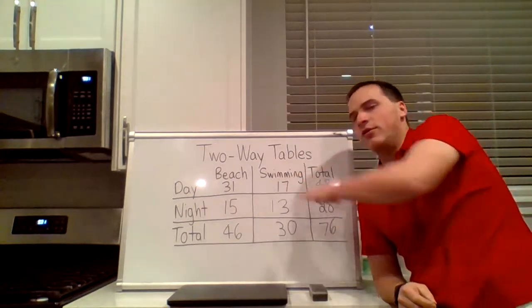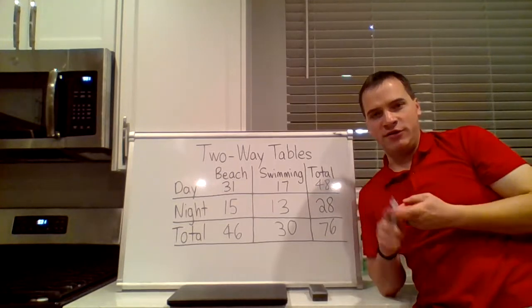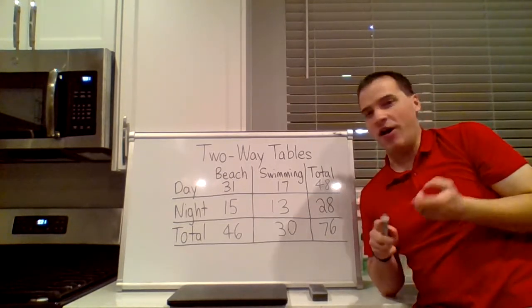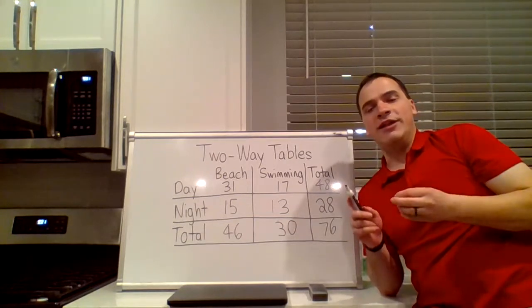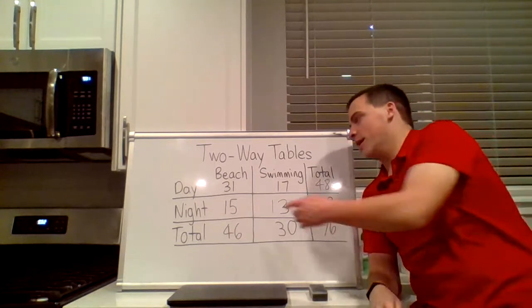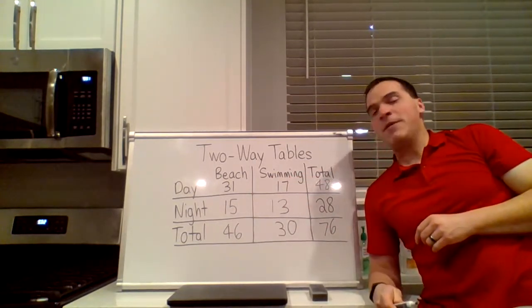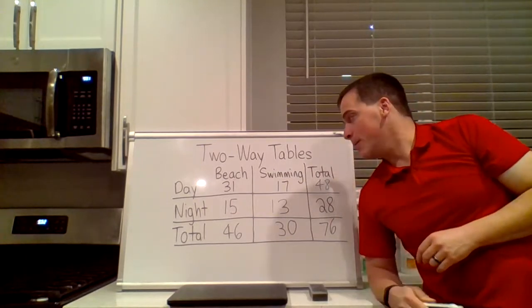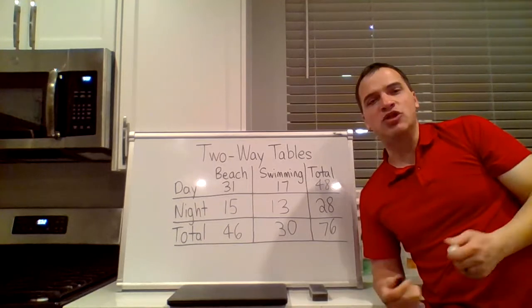These kind of results come from a survey asking people, do you like to go just to the beach, lie in the sand, play volleyball, whatever, or do you like to swim as well? Do you like to do it during the day or at night? And people answer those two questions, and you summarize it this way. Then it might be a bit more specific and ask, how many people like to go swimming at night? In that case, the answer would be 13.